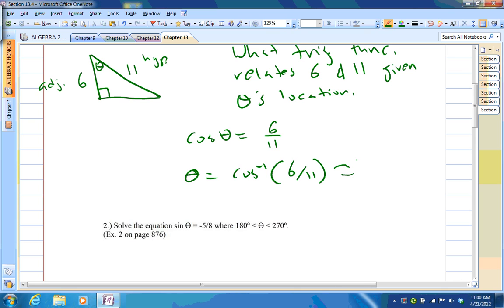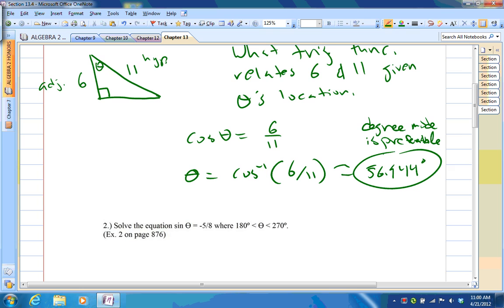Now in this case you need to use a calculator. Degree mode is preferable, and I would specify if I preferred a mode for you to be in. Degree mode is preferable because we're talking about an angle of a triangle, so make sure your calculator is in the right mode. Inverse cos of 6/11, and we get 56.944 degrees. I like to go to 3 decimal places. So, pretty easy problem.